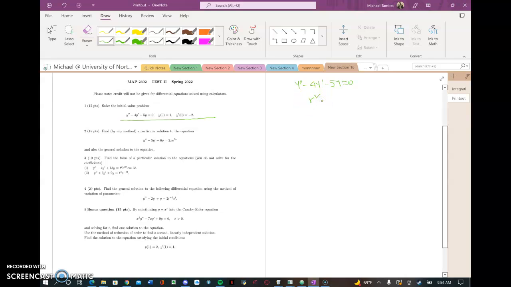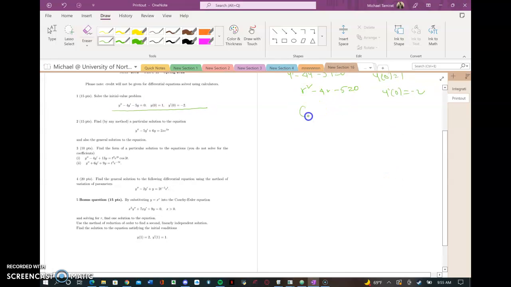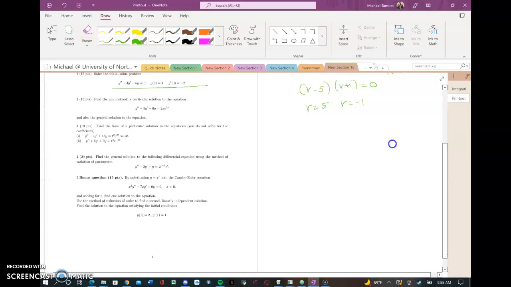So we can say r squared minus 4r minus 5 equals 0, and our initial values are y(0) equals 1 and y prime(0) equals negative 2. When you factor this, we'll get (r minus 5)(r plus 1) equals 0, so r equals positive 5 and r equals negative 1.